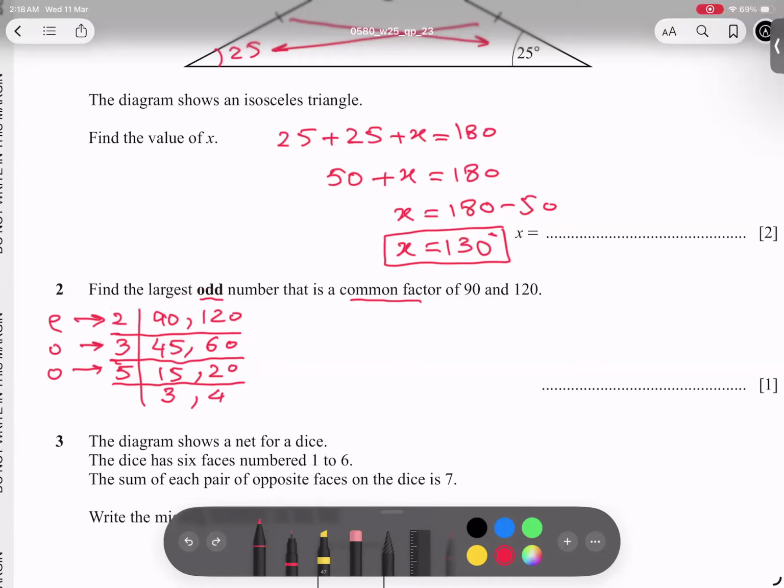So he said the largest odd number. You know odd number 3 and odd number 5. If I multiply two odd numbers, I get 15, which is another odd number. So he said the largest odd number that is common. You can see this 15 is common between both. So our answer is 15. I hope it is clear.